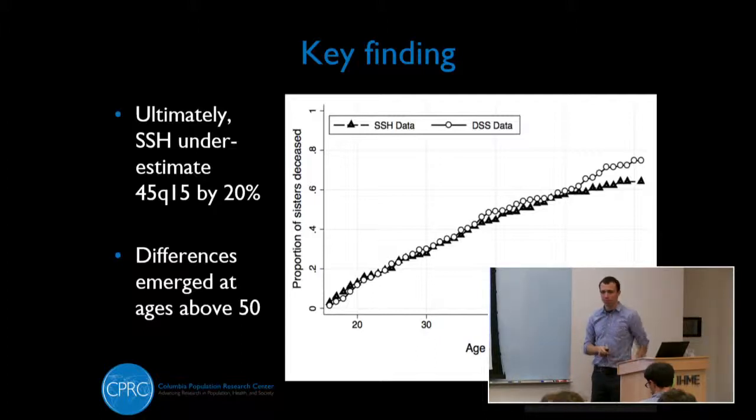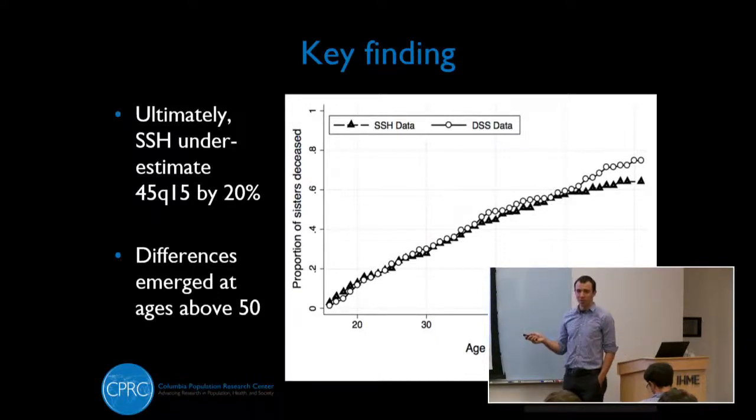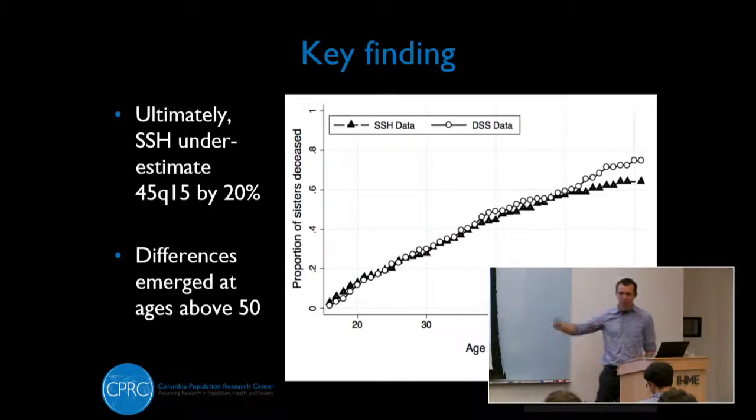Question: did you do uncertainty intervals? Because you have errors significantly different. Are they significant? Yes, we ran models on this, and we ran some models that tested for an inflection point around here, and that inflection point is significant. So, basic Cox regression. We pooled all the observations, and we just added a dummy that indicates that the observation was coming from the sibling survival history, rather than the demographic surveillance. Okay?